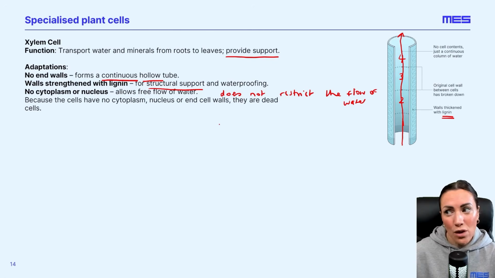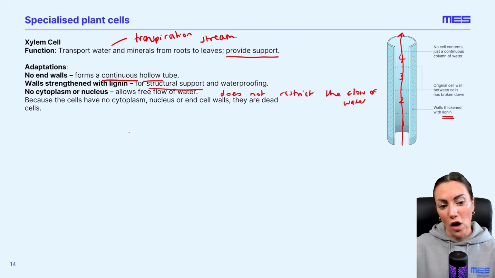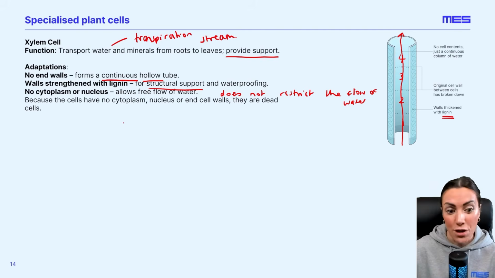Now, the transport of water and mineral ions comes up again in a later topic, but you might know that it is referred to as the transpiration stream. So you could say that the xylem cells are involved in the transpiration stream, which is just the transport of water from the roots up to the leaves.